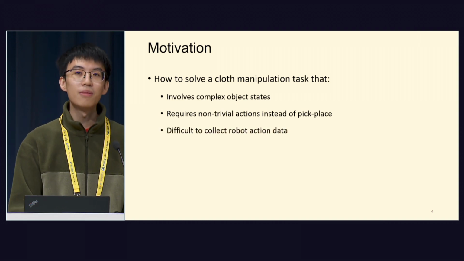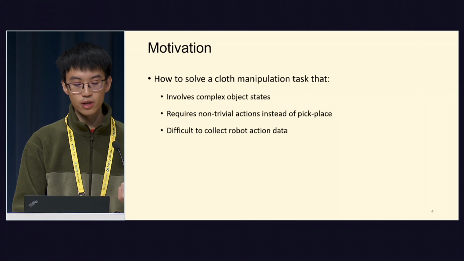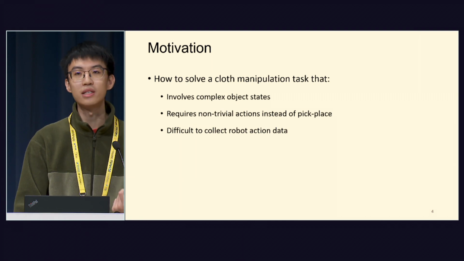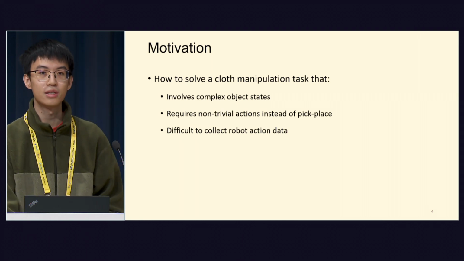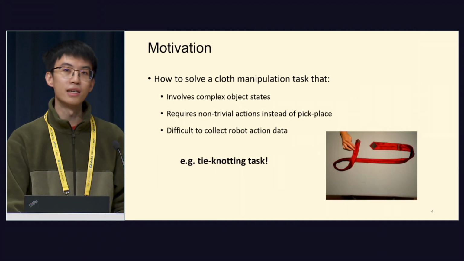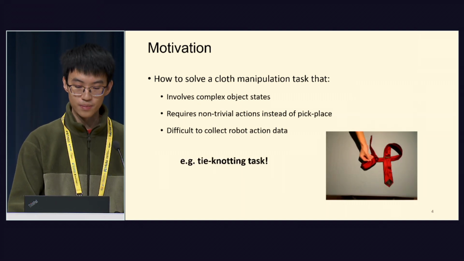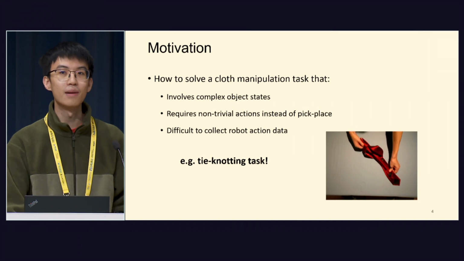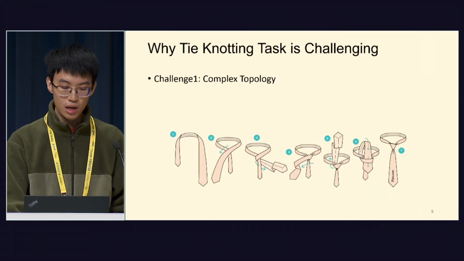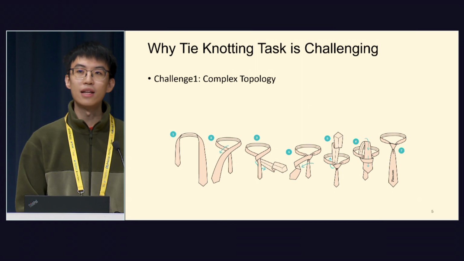And due to the complexity of the task, it might be difficult to collect robot action data using teleoperation or kinetic demonstration. One of these tasks is the tie knotting task I'm showing here. As you can see, it's a very complex manipulation task. Concretely, there are two challenges in this task.